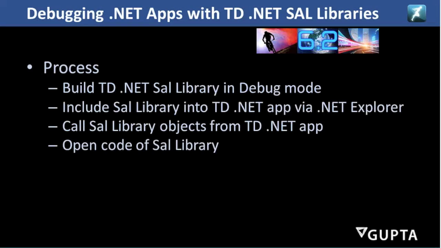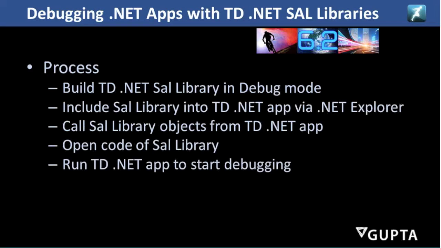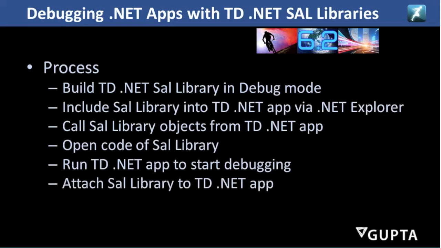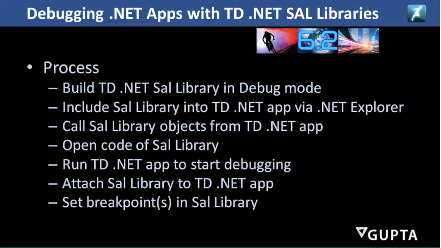So for debugging, you open the source code of your Sal library. You then run the TD.NET application to start debugging. So this is the main application that then will call the Sal library, and you have the Sal library open in source code in another window. In that Team Developer window of the Sal library, you then need to attach to the TD.NET application so that Team Developer knows who is the calling application. Then you can set breakpoints in the Sal library and just continue debugging like you do, for example, with ActiveX servers and clients.